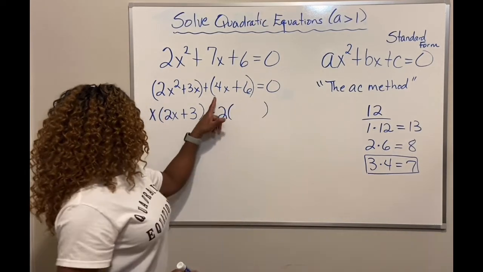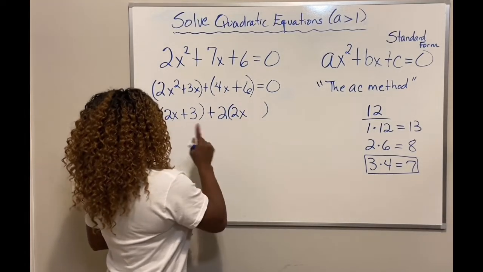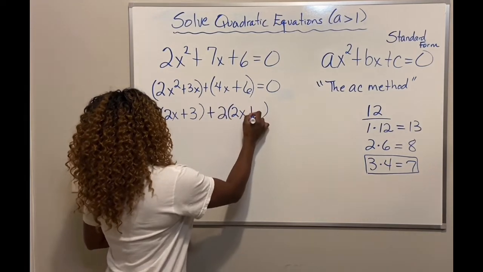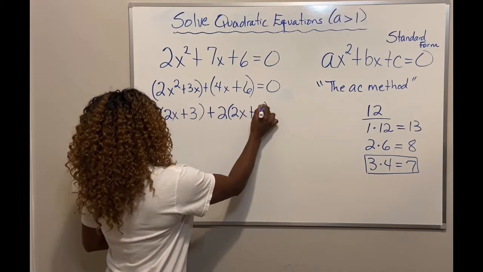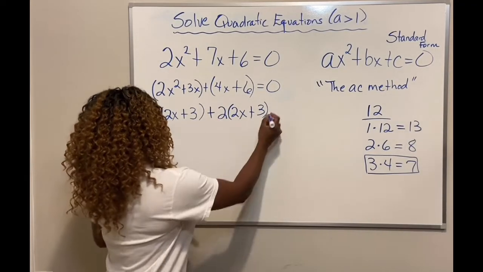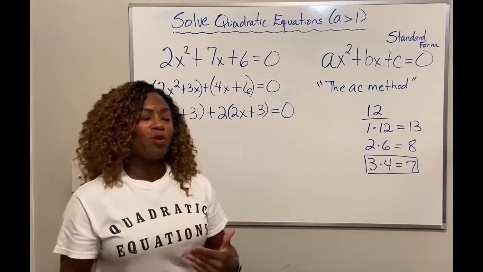Now, when I factor a 2 out of 4x, I have 2x left. How do I know? 2 times 2x is 4x. And when I factor a 2 out of 6, that's a 3. Because 2 times 3 is 6. And then they're all still set equal to 0 because that's the solving part.